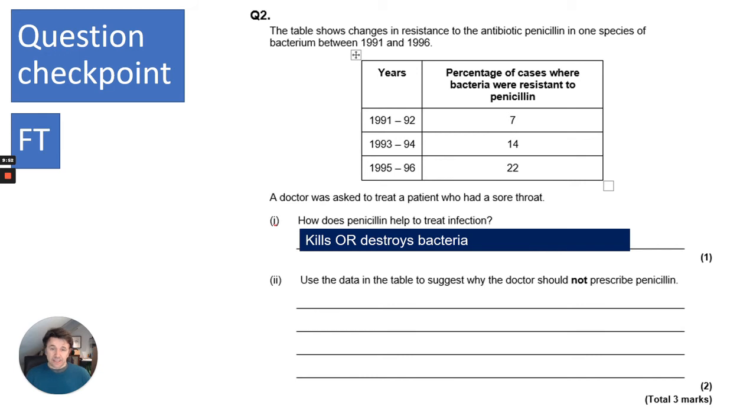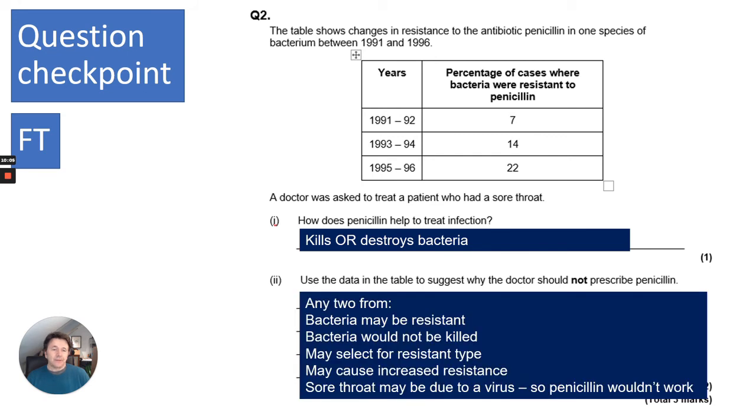The next question says, use the data in the table to suggest why the doctor should not prescribe penicillin. And again, use the data. So for 2 marks, you've got to say why they shouldn't. Well, any 2 from the fact that bacteria may be resistant, or bacteria would not be killed, or they may select a resistant type of bacteria, or it may cause an increased resistance, or the sore throat could even be due to a virus, so the penicillin wouldn't work.